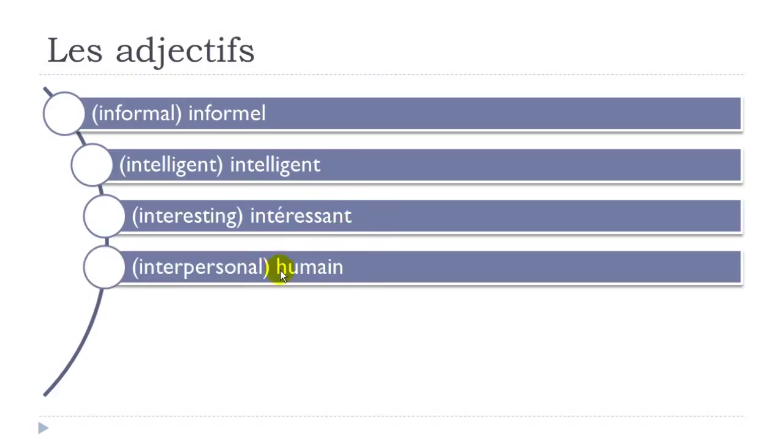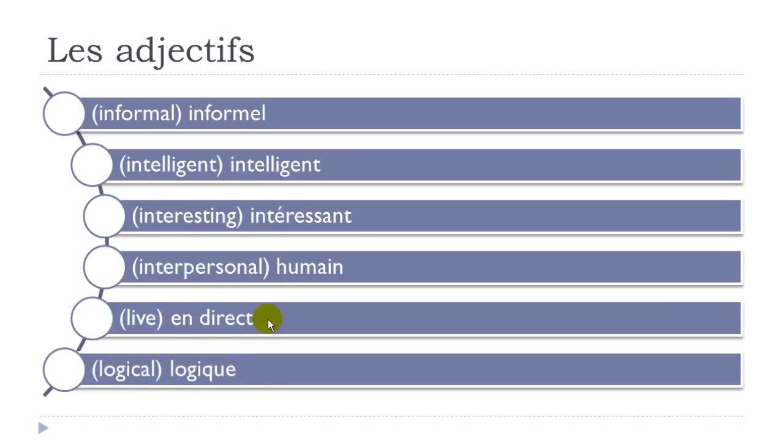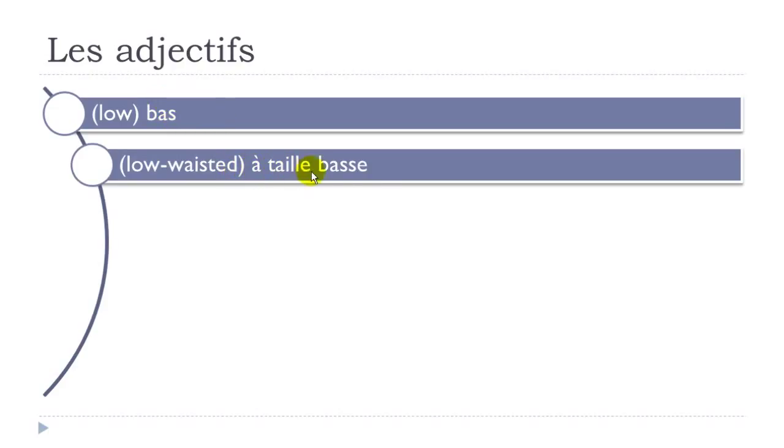Humain, remember, H is not pronounced. A-I-N, un. Humain. En direct. Logique. Remember, Q-U-E at the end. K. Logique. Bas. Final S not pronounced. À taille basse. Okay, so basse. Final E not pronounced, but then you pronounce the double S, so S. Basse. And then here you get the double L after your I. Remember, I. Taille. À taille basse.